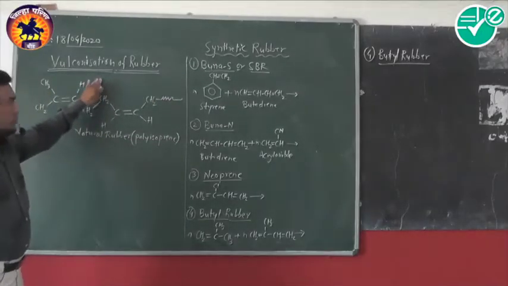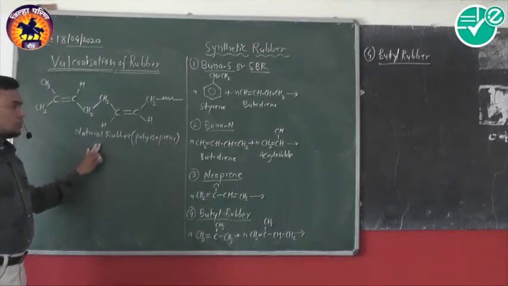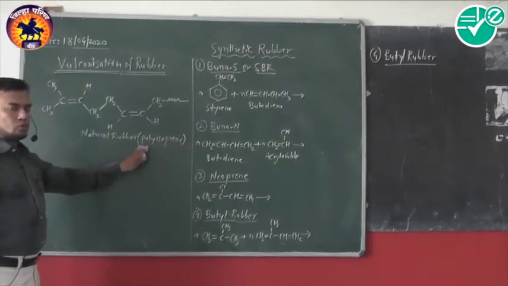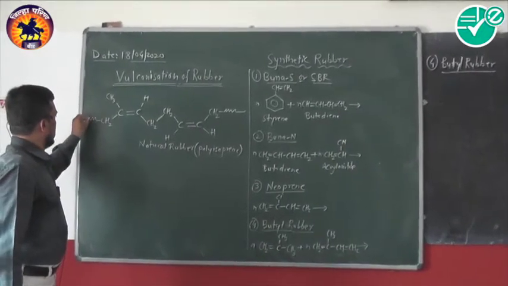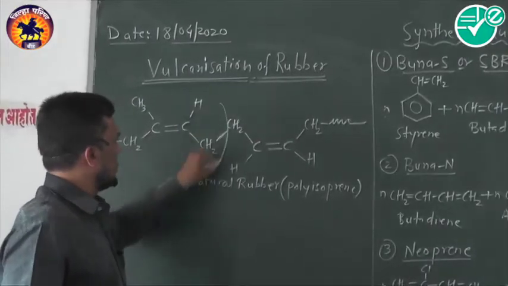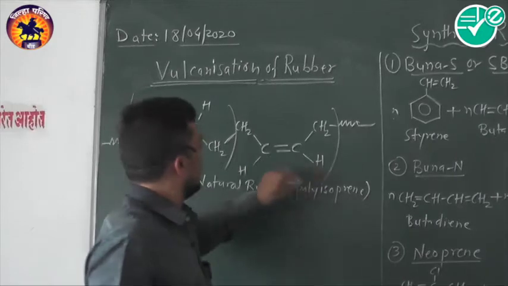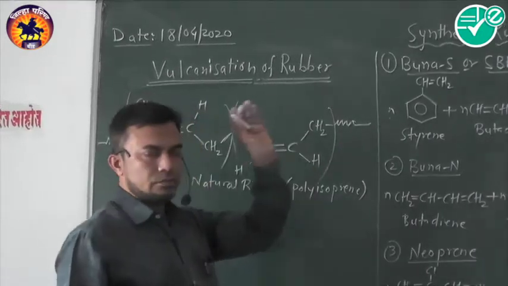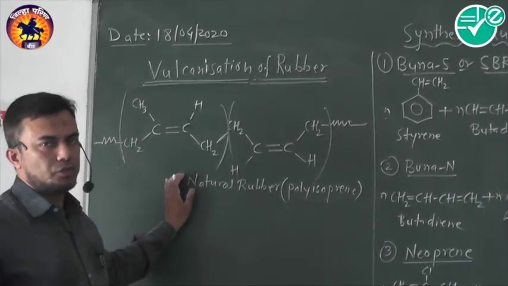Vulcanization of rubber. Vulcanized rubber is obtained from natural rubber, which is called polyisoprene. This is the structure of trans-1,4-polyisoprene. This is the structure of isoprene, which undergoes chain polymerization. Natural rubber is obtained from the latex tree.